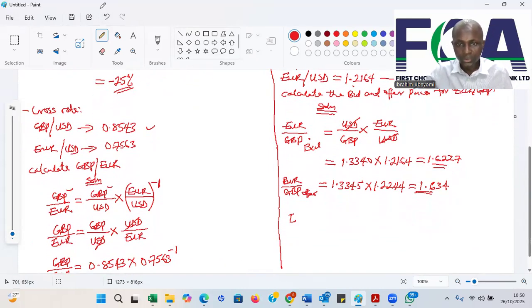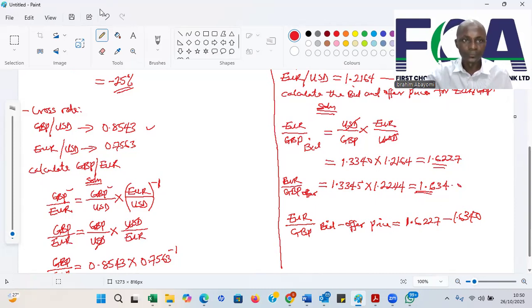So we now say the Euro GBP bid offer price is equal to 1.6227 to 1.6340. Okay, so that will be your solution to that cross rate problem.